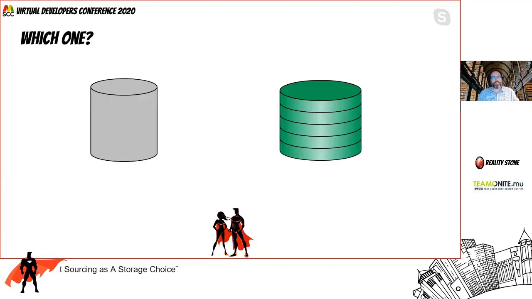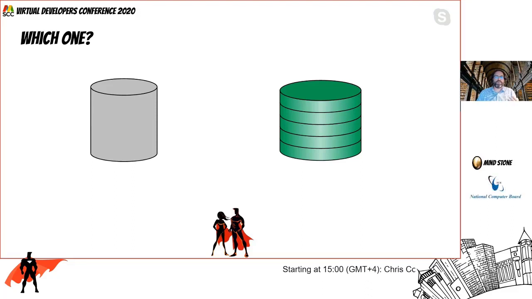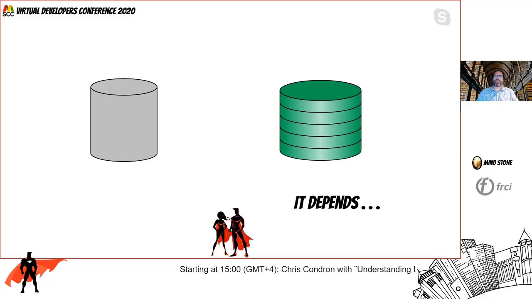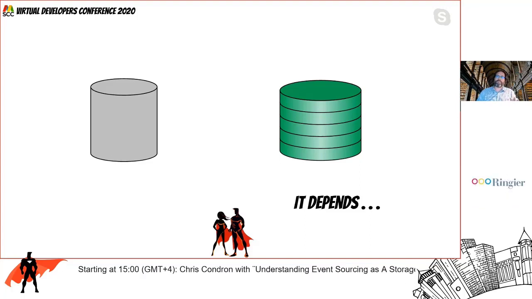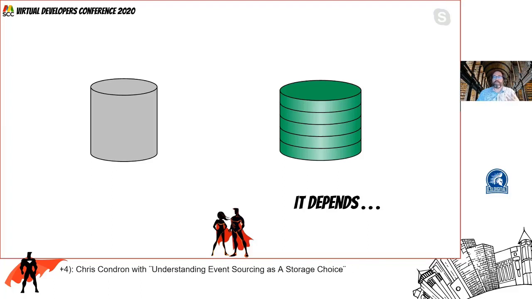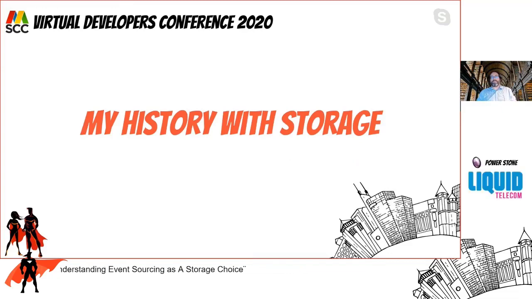So eventually we're going down to a choice. In your application, what do you want to use for your database to best serve your needs? What database you're going to use is a big decision in how your entire application runs, and the right database can make a huge difference in your success. So the answer is very simply that it depends. We're going to walk through the fundamentals and answer my understanding of when to use which system. I'm going to start off with my history with storage.